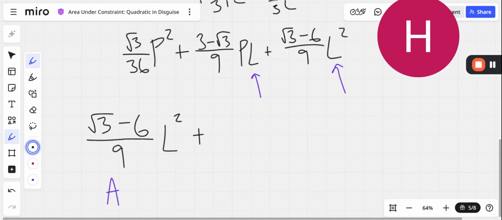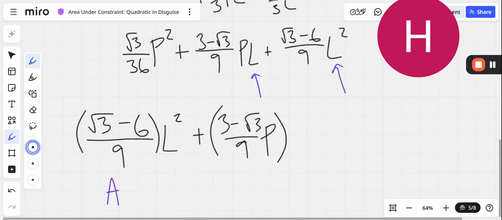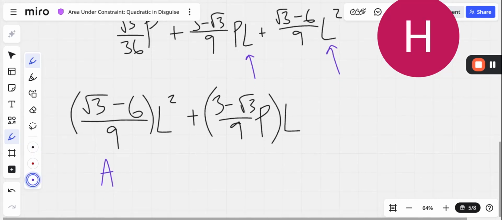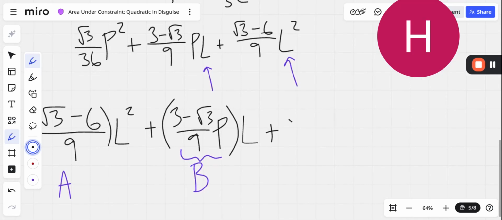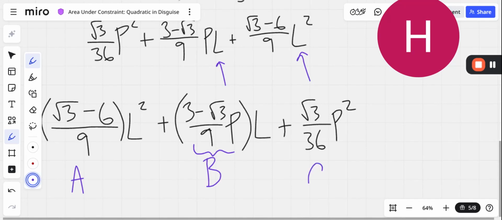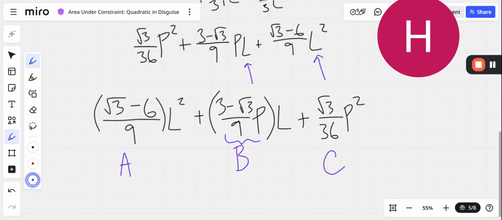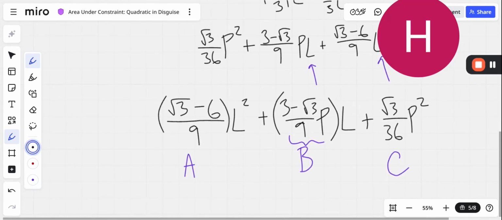Then I'm going to have 3 minus rad 3 over 9 times P times L. All of this, including the P, is like my B term. And then lastly, the constant term, which does not depend on L at all, is this rad 3 over 36 P squared, because P is just a number as far as L is concerned. It's a different variable. That is our total area expressed as a quadratic in terms of L.